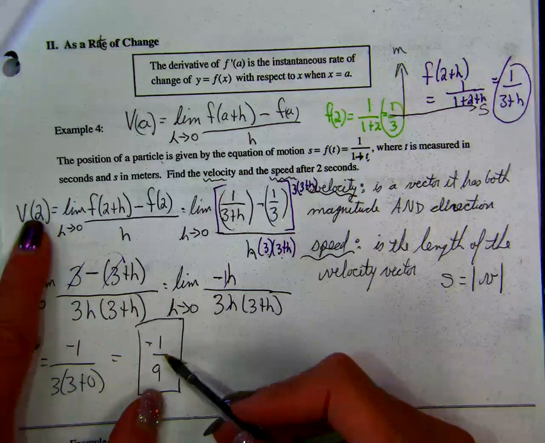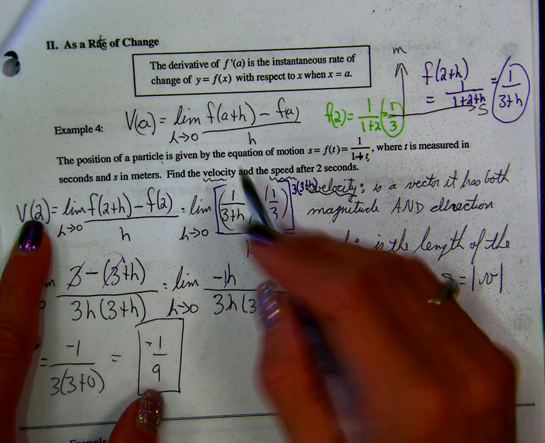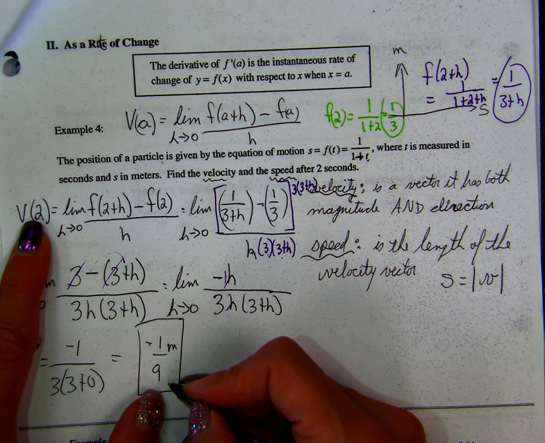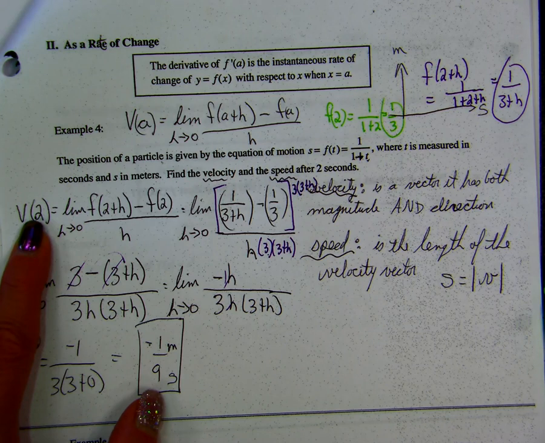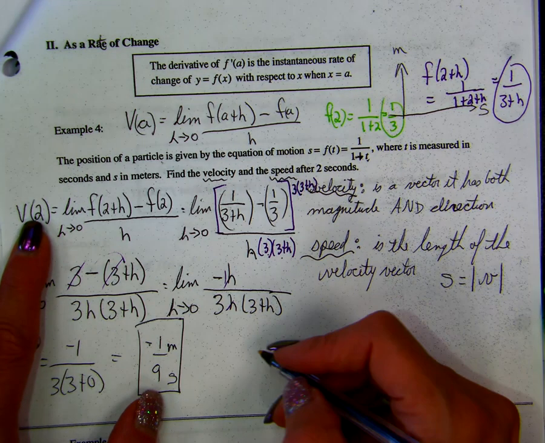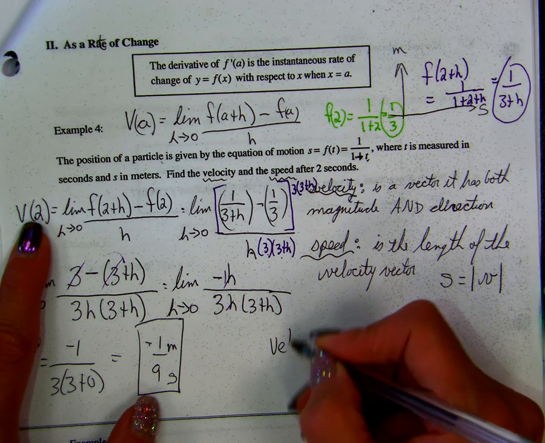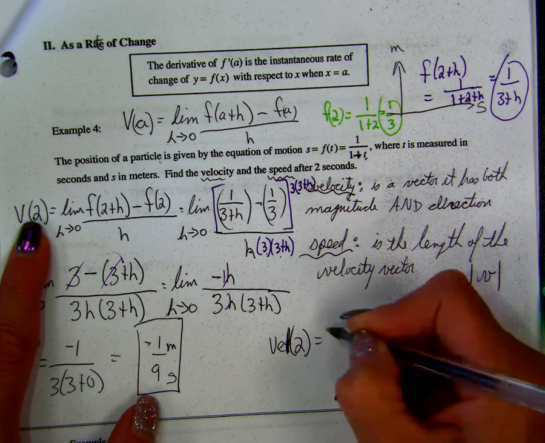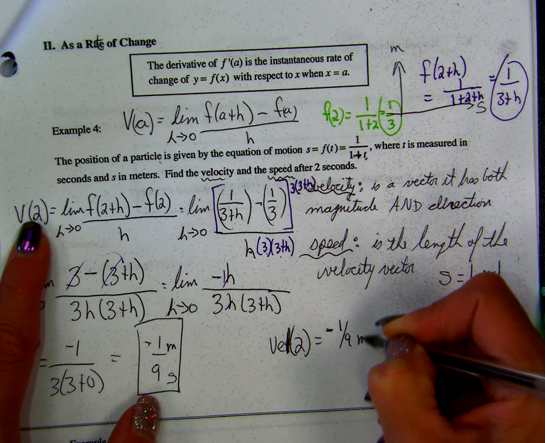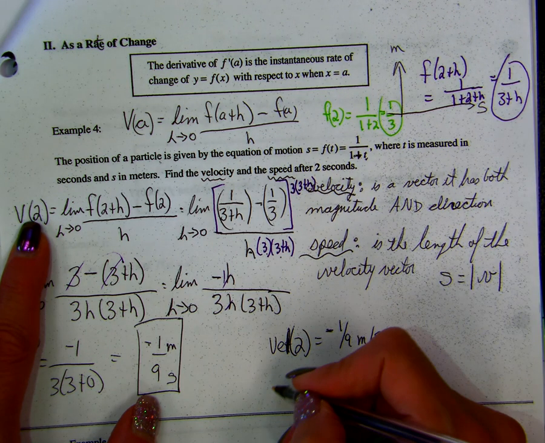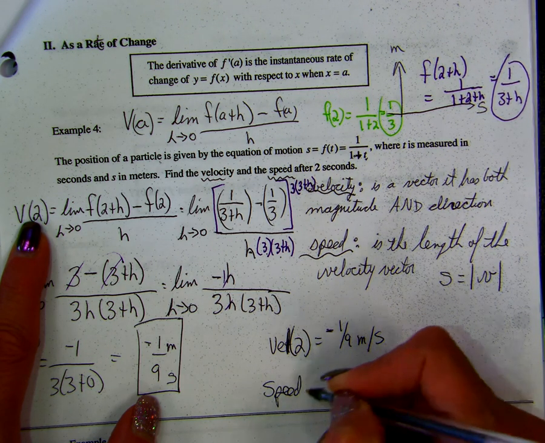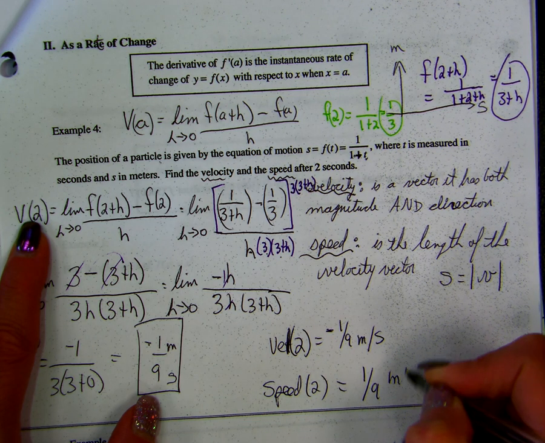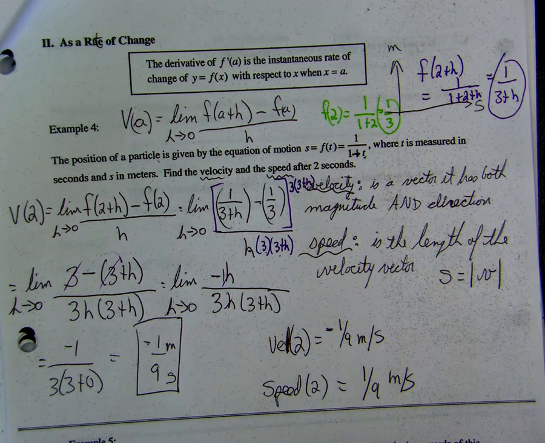And what are our units? We were looking at change in position, being measured in meters, over change in time, being measured in seconds. So the velocity at 2 is equal to negative 1 over 9 meters per second. The speed at 2 is equal to 1 over 9 meters per second. No direction in speed.